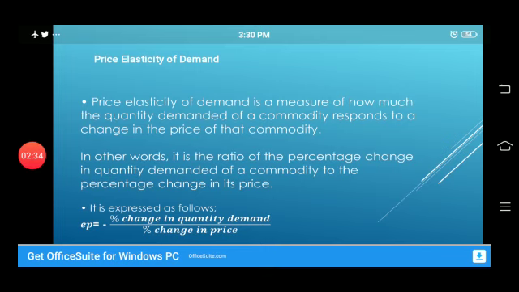Now, you can see that there is a negative sign as well. This negative sign just shows that there is an inverse relationship between price and quantity demanded. It has nothing to do with the magnitude. Keep in mind, this negative sign has no relationship with the magnitude. It just demonstrates that there is a negative relationship between price and quantity demanded.